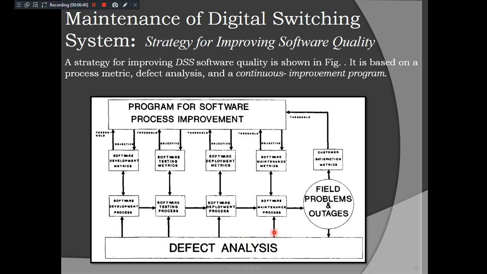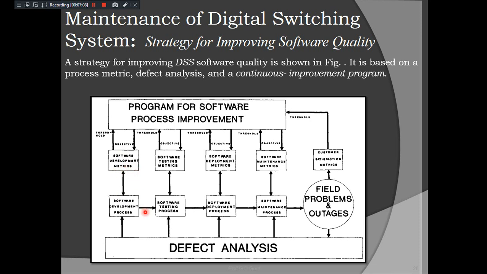Inputs are also going to the customer satisfaction metrics from the field problems and outages. That is going to set the threshold for the next software process improvement. Now, each software process, for example the software development process, has a bidirectional connection with the software development metrics, its corresponding metrics.